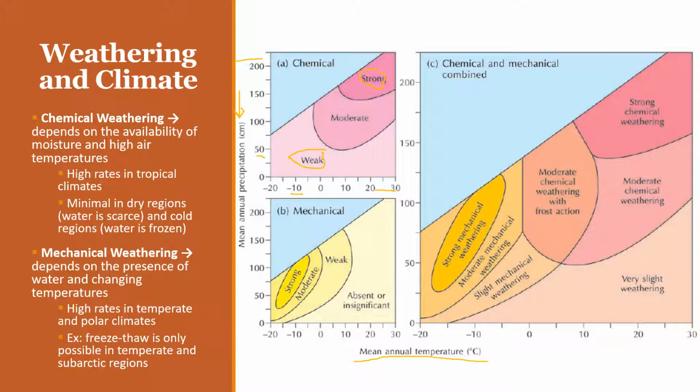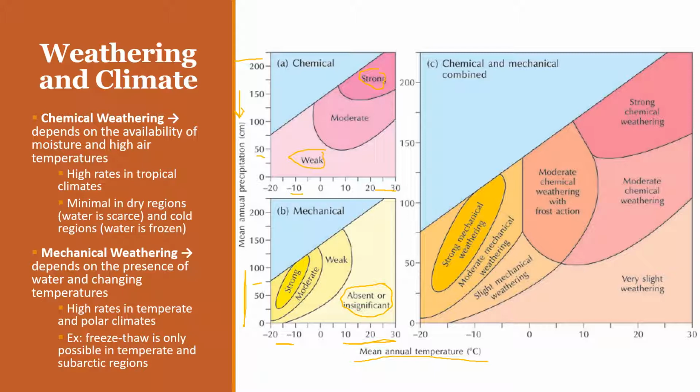Strong chemical weathering, we have high precipitation and high temperatures. Now look at mechanical weathering, where it's the opposite, where strong mechanical weathering is moderate precipitation but very cold temperatures. And look, it's absent or insignificant at these higher temperatures, regardless of what that precipitation rate is.